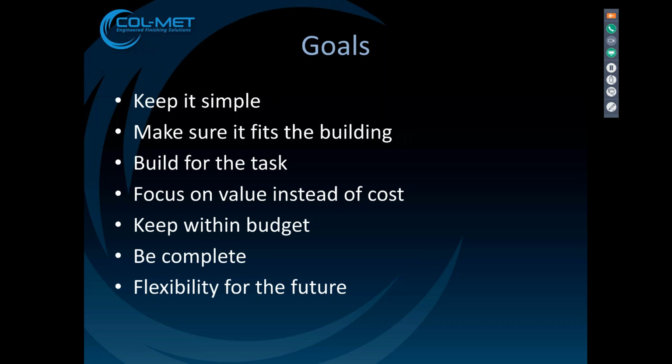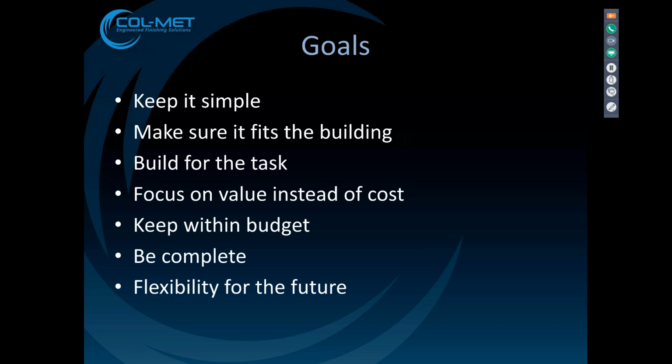We need to build the product for the task. Again, as an example, are we going to be continuously using the oven for cure at 500 degrees or better? If it's a water, we would need, at that point, we would need to manufacture pretreatment. If they are, that requires a stainless steel washer. We have to understand what the task is and build the system accordingly.